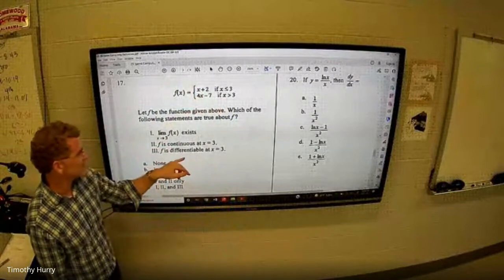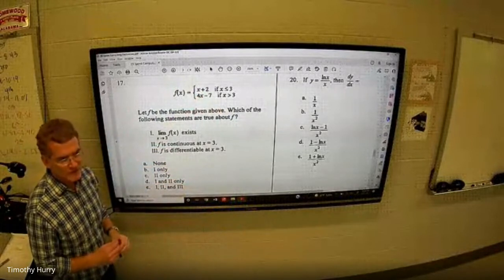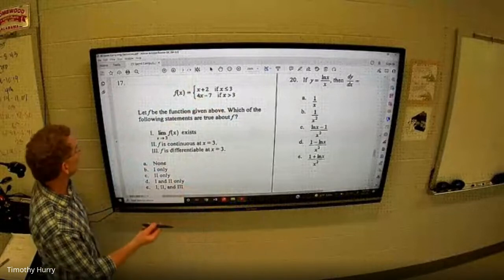Now then it says f is differentiable at 3. You have to make the derivative equation. So I could make the derivative equation, right?